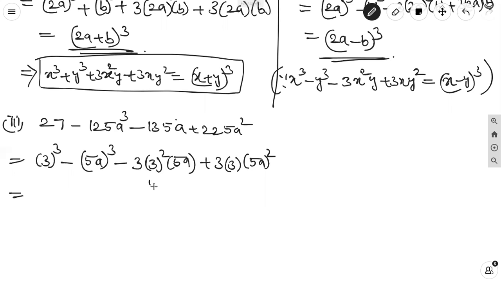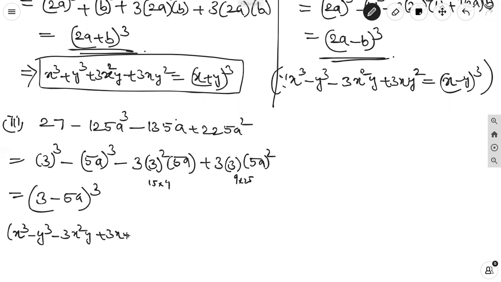Here 5 3s are 15, 15 9s are 9 5s are 45, 4 carry, 9 1s are 135. It's clear. Next 3 3s are 9, 9 25s are 225. It is also clear. The terms are the same we are getting. Here what is x? 3 is x. What is y? 5a. So this is 3 minus 5a whole cube. From which we are getting this one? x cube minus y cube minus 3x square y plus 3xy square is equal to x minus y whole cube.